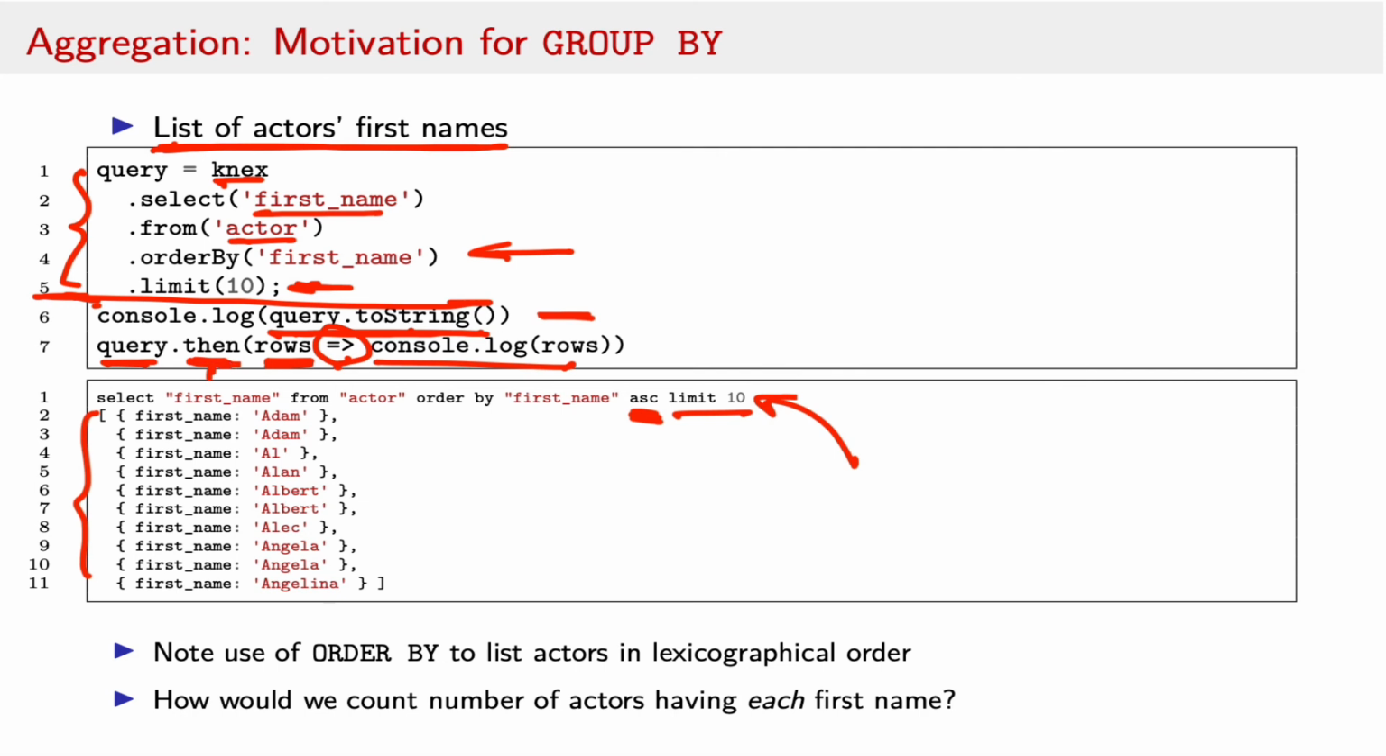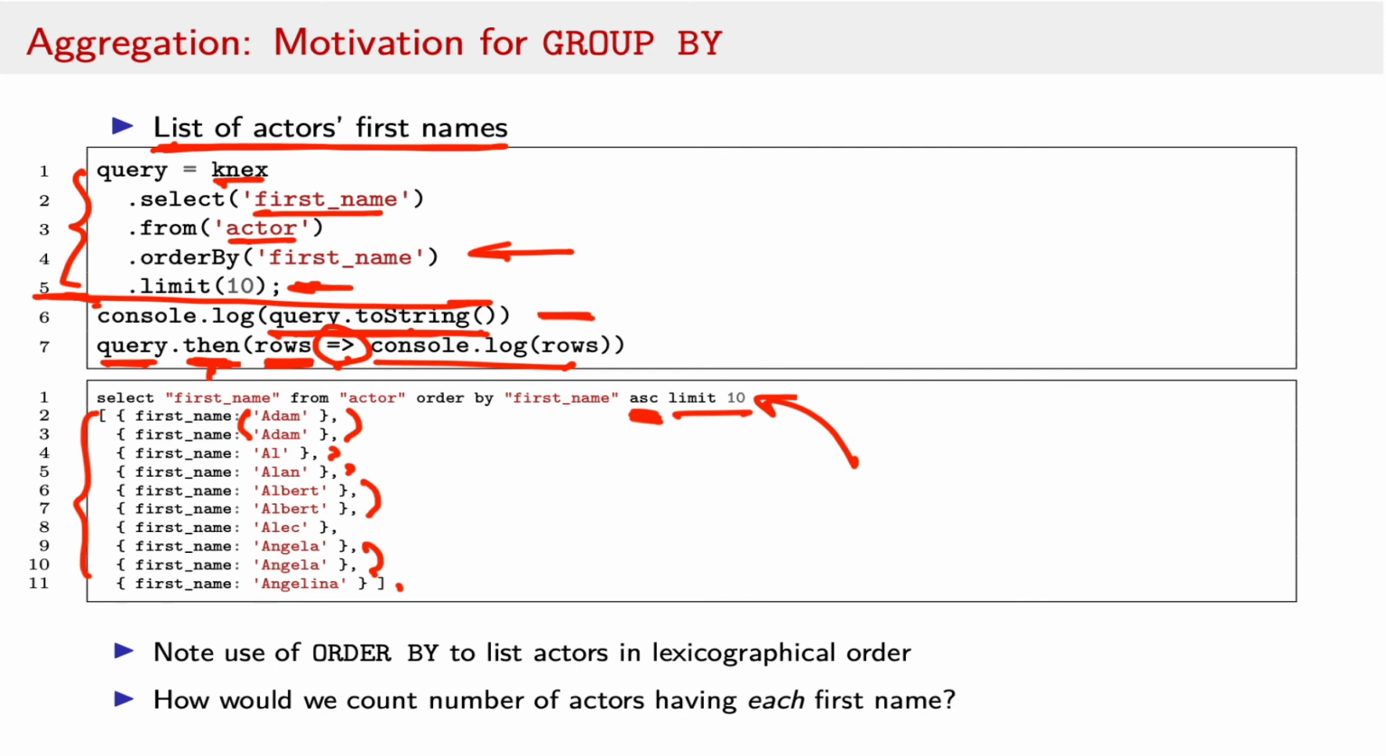At any rate, what you can see here is that I've got two Adams in my database. Just one Al. I do have an Alan. I've got a couple of Alberts. I've got a couple of Angelas and an Angelina. So this is interesting in that I can figure out what the different first names in my database are, but it's kind of redundant, right? I've got multiple rows that basically show the same thing. It might be more interesting for us to be able to say, how many actors have Adam as their first name versus Angela, for example.